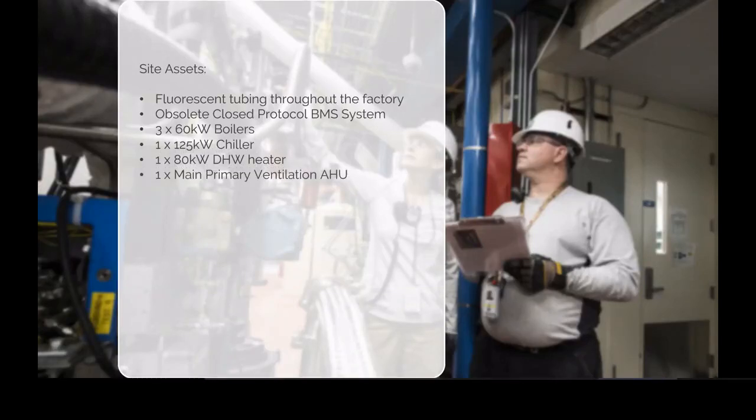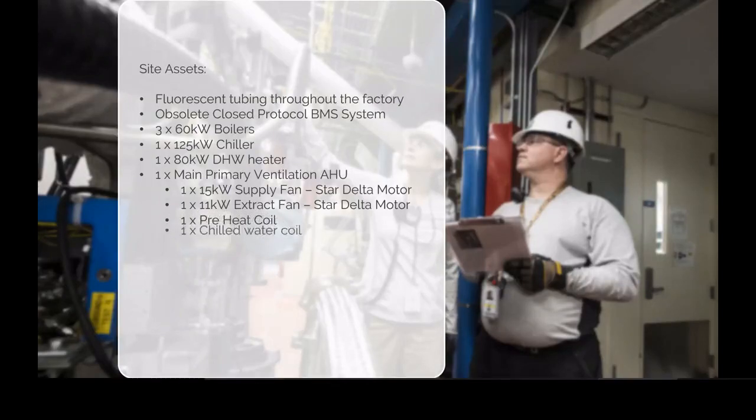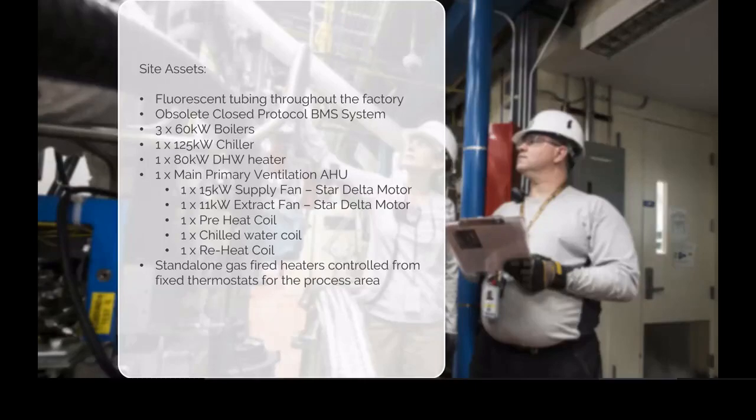There's a main primary ventilation air handling unit. It's got a 15 kilowatt supply fan, which is star delta. It has an 11 kilowatt extract fan, which is also star delta. It has a preheat coil, a chill water coil, and a reheat coil. And then you've got these standalone gas-fired heaters that are controlled from a fixed thermostat for the process area.